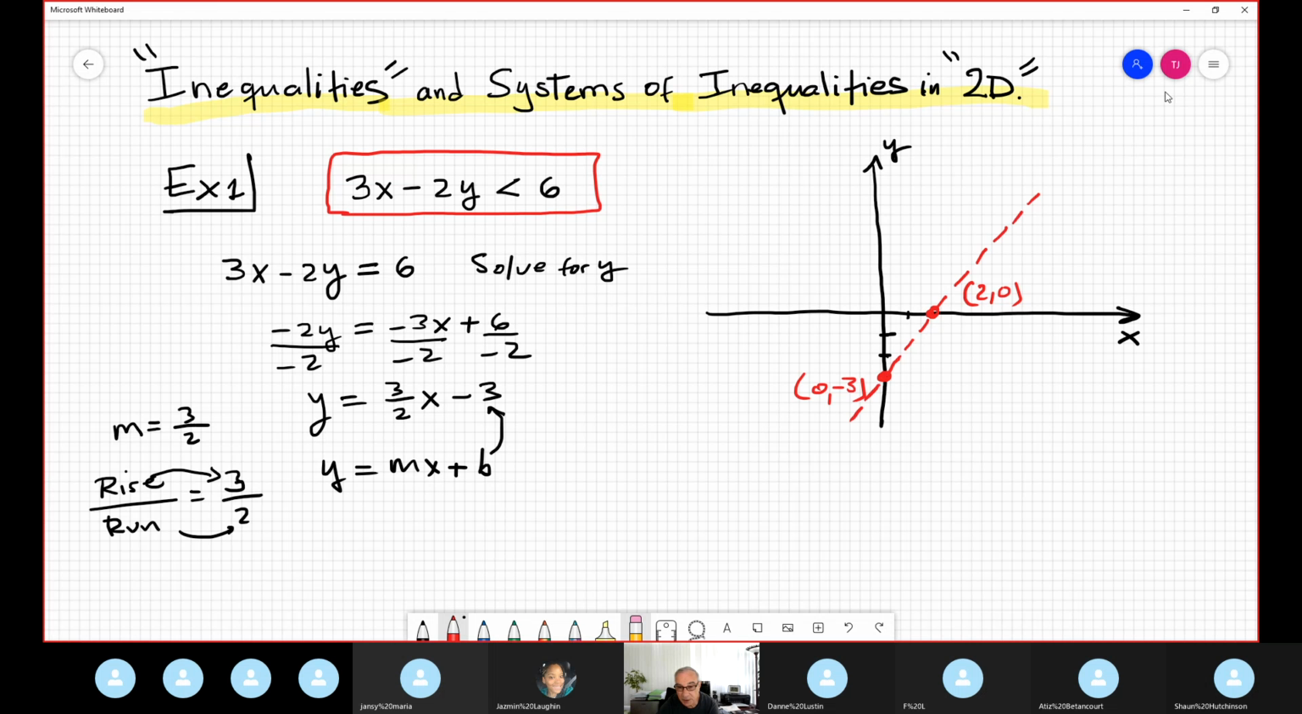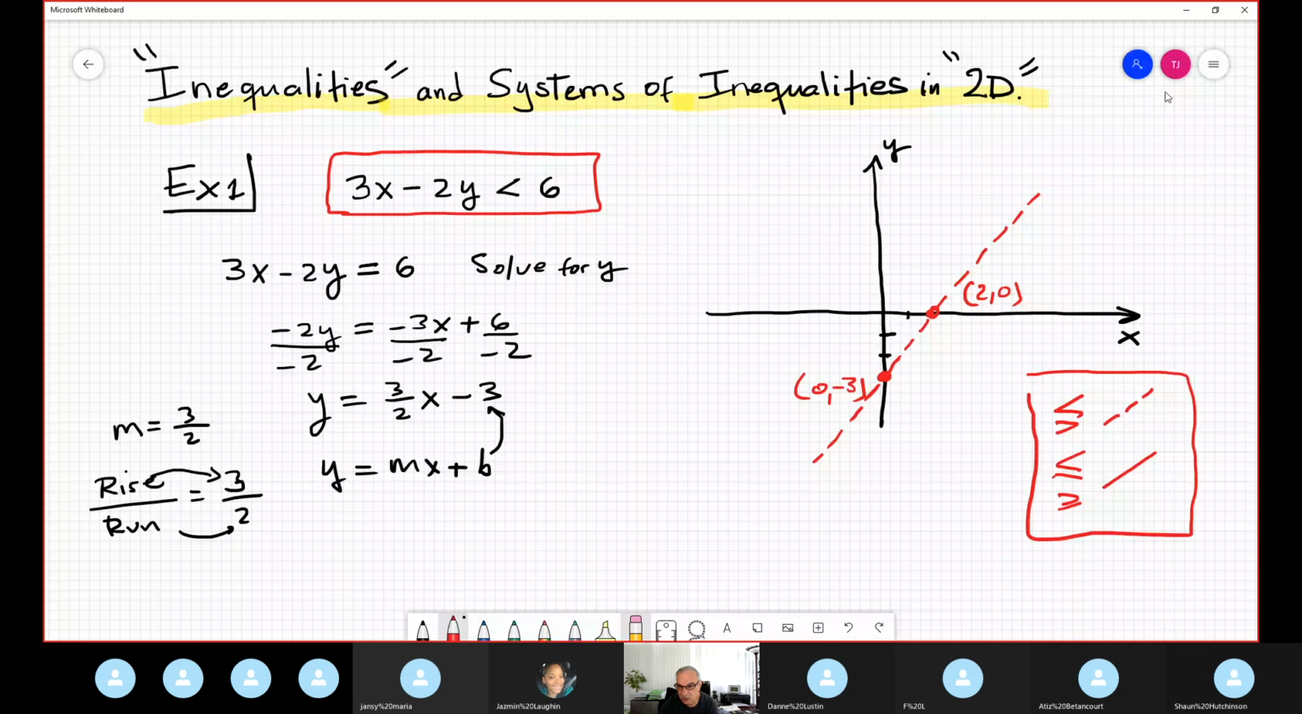So if a problem has less than or greater than, you use a dotted line. If a problem contains less than or equal or greater than or equal, you put a solid line. This is a convention that we are using. What is the idea behind this? The idea is that this line represents the boundary between two semiplanes, the above or below semiplane, and when there's no equal, that means that the boundary does not belong to the solution.